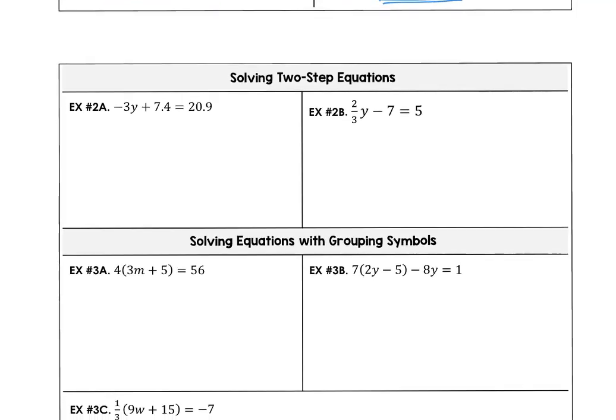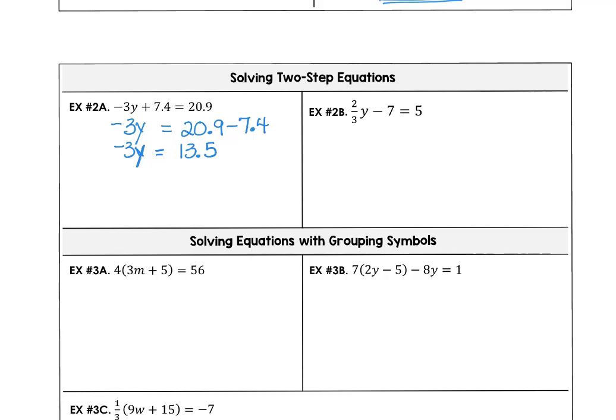When we have two-step equations, we have to do two different inverse operations. In this case, we have negative 3 times y plus 7 and 4/10. So what's happening to y first is we're adding 7 and 4/10. The inverse operation of adding is subtracting. So we want to subtract 7 and 4/10 from both sides. 20 and 9/10 minus 7 and 4/10 is 13.5.